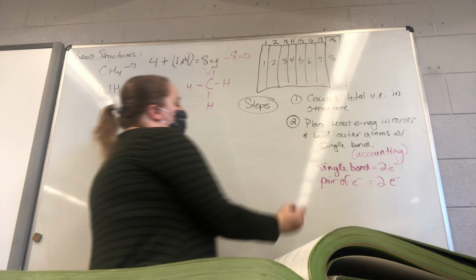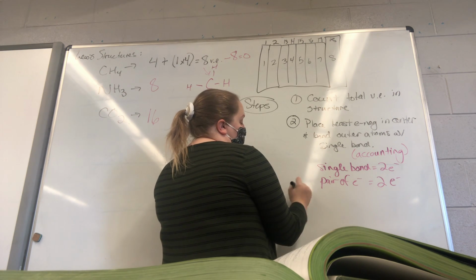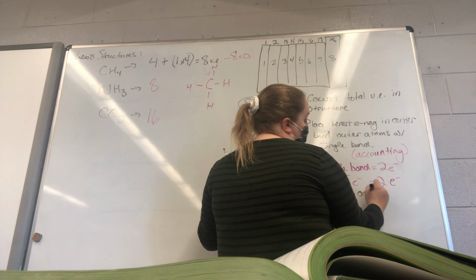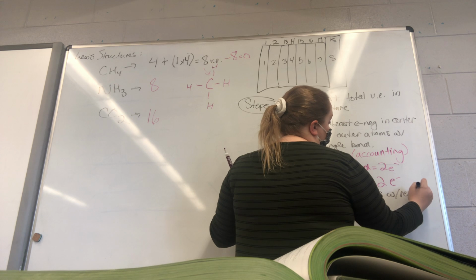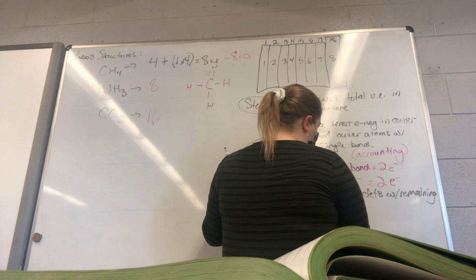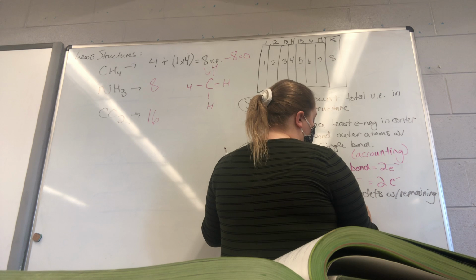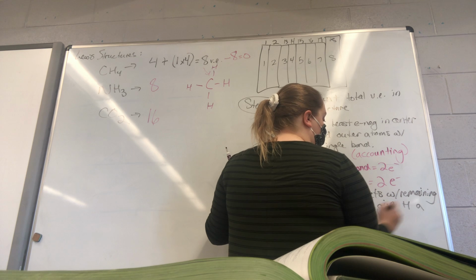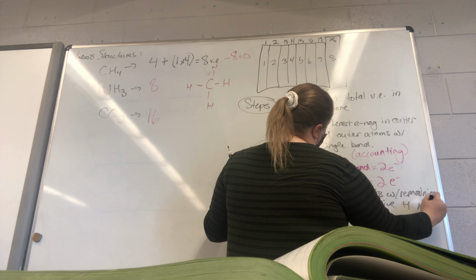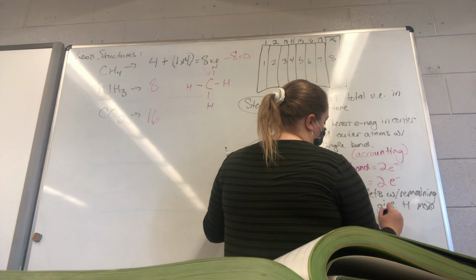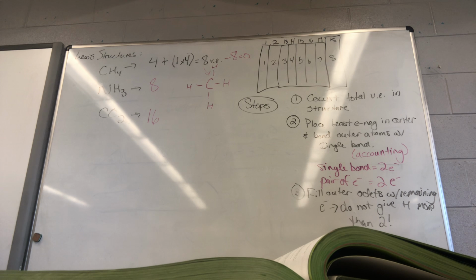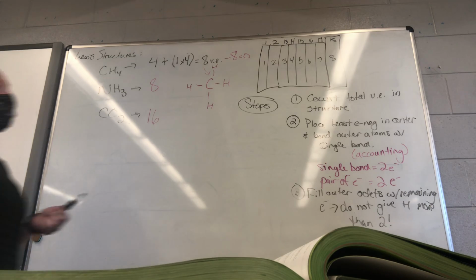Step 3. Fill out our octets with remaining electrons. Do not give hydrogen more than 2. Here's where we also discuss the fact that there are some that have exceptions to that octet rule, right? We said there were exceptions. What were the exceptions? Phosphorus and after.